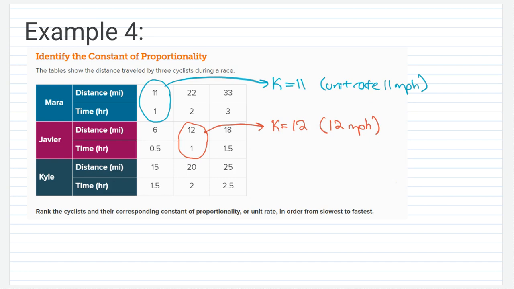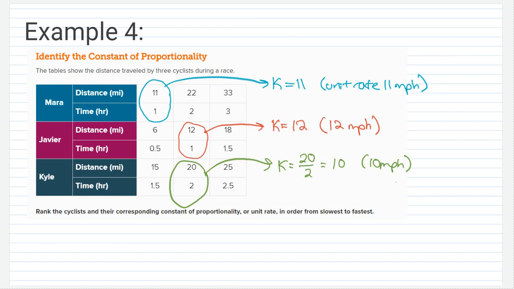Now for Kyle's, we will have to do a little bit of math, but I think the easiest one to use will be these nice whole numbers here. And so our K value, we're going to do miles divided by hour, so 20 divided by 2, because again, we're keeping that consistent miles per hour. This is going to simplify down to 10. And so the unit rate in this case would be 10 miles per hour, but our value for K is 10.